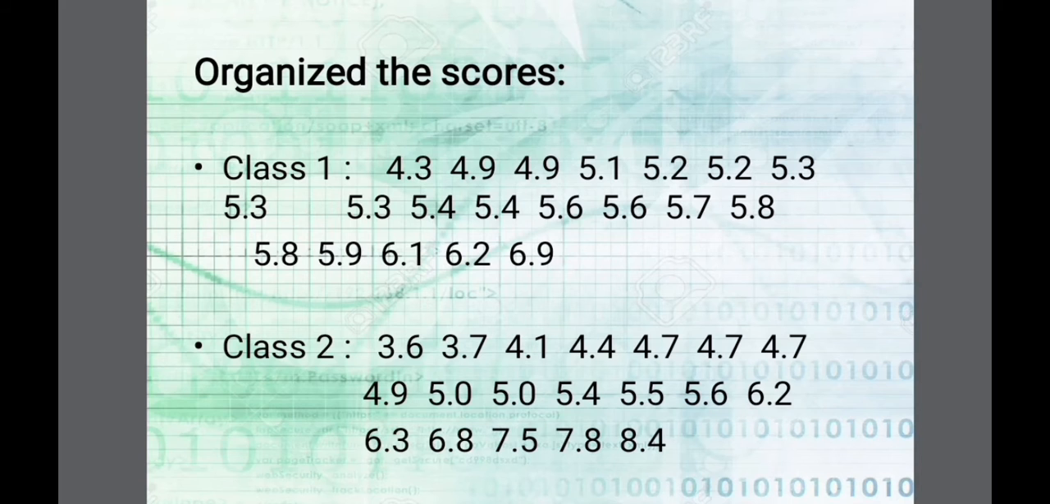These are the organized scores from class 1 and class 2. Like I said before, we must organize the scores from the smallest to the highest in each class.